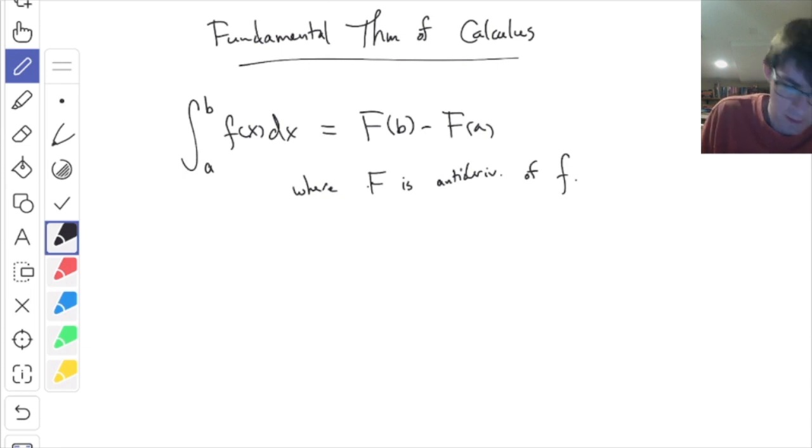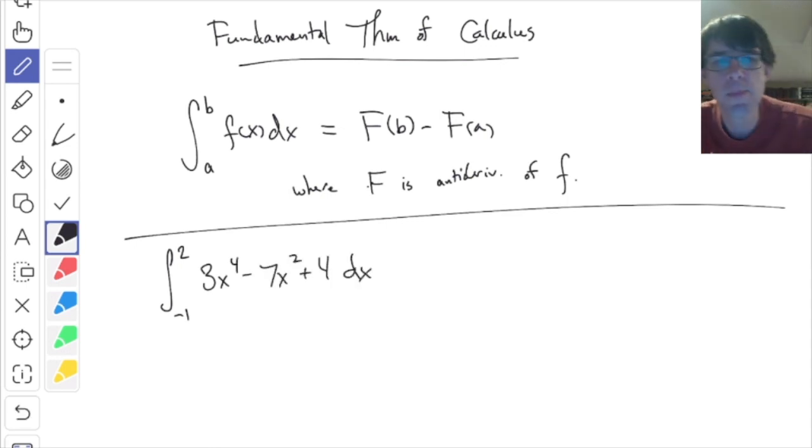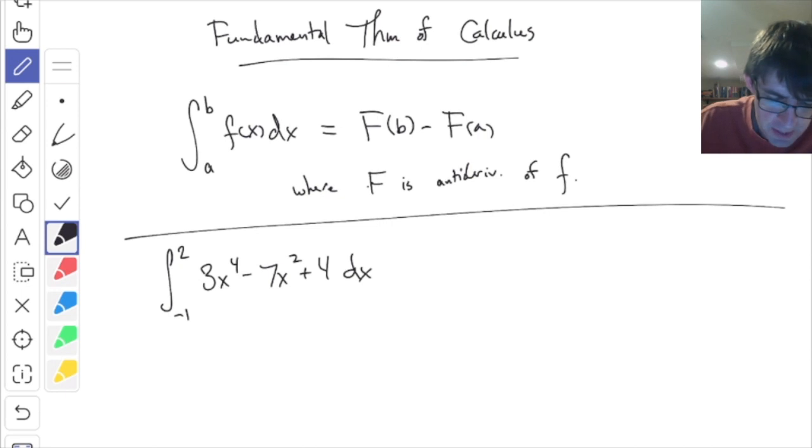All right, first one, let's try the integral from -1 to 2 of 3x^4 - 7x^2 + 4 dx. All right. When you are doing one of these, the first thing you do is write the antiderivative.